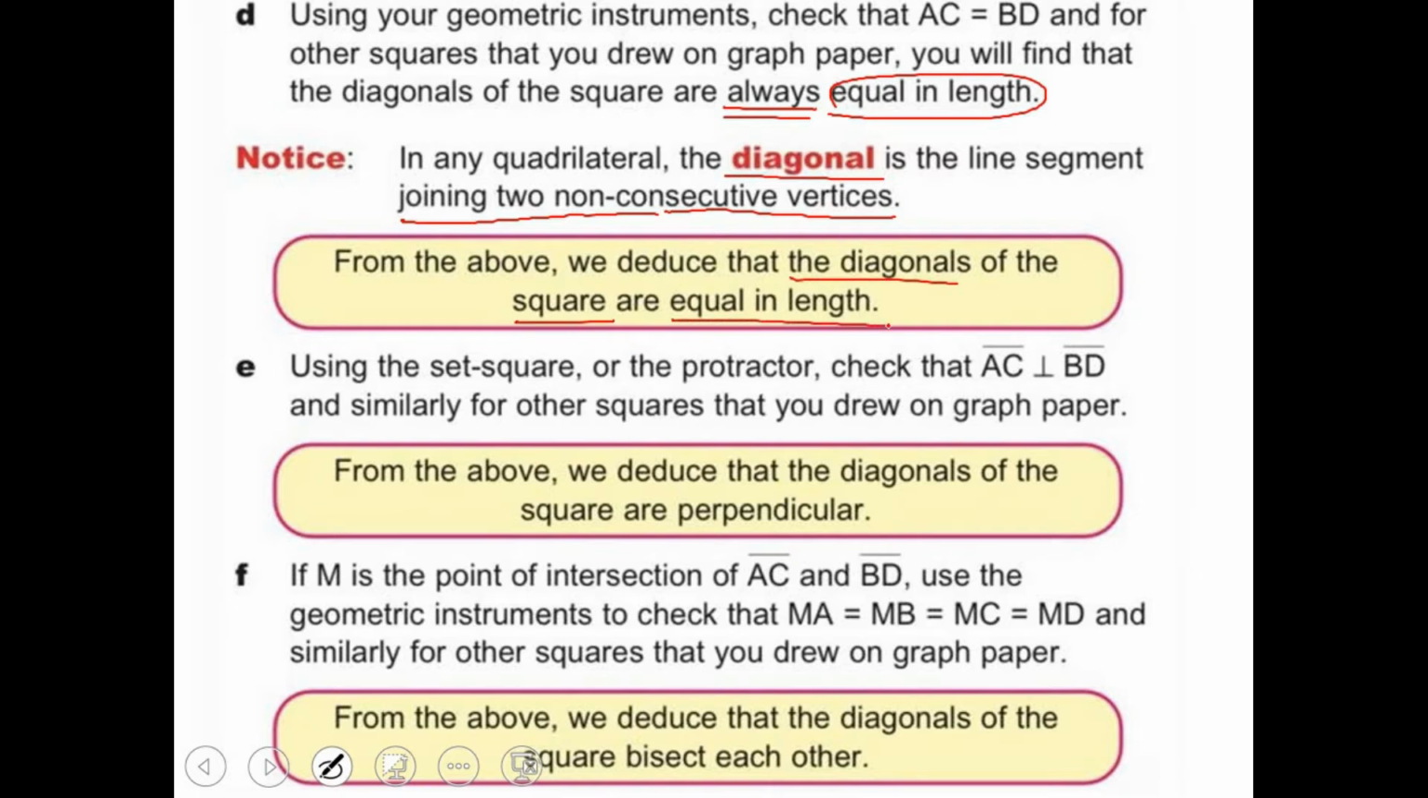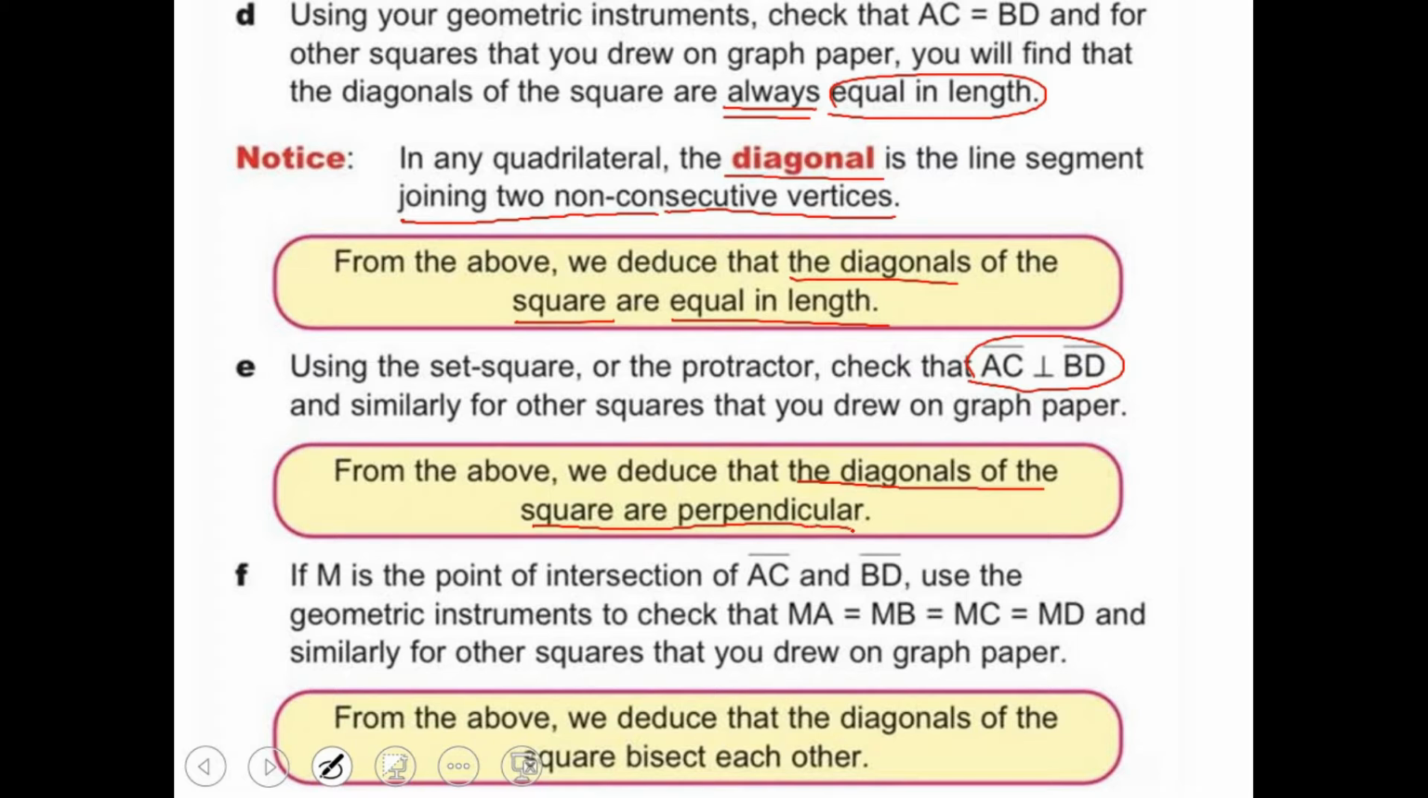And letter E, using the set square or the protractor, check that AC is perpendicular to BD, and similarly for other squares that you draw on graph paper. From the above, we deduce that the diagonals of each square are perpendicular.